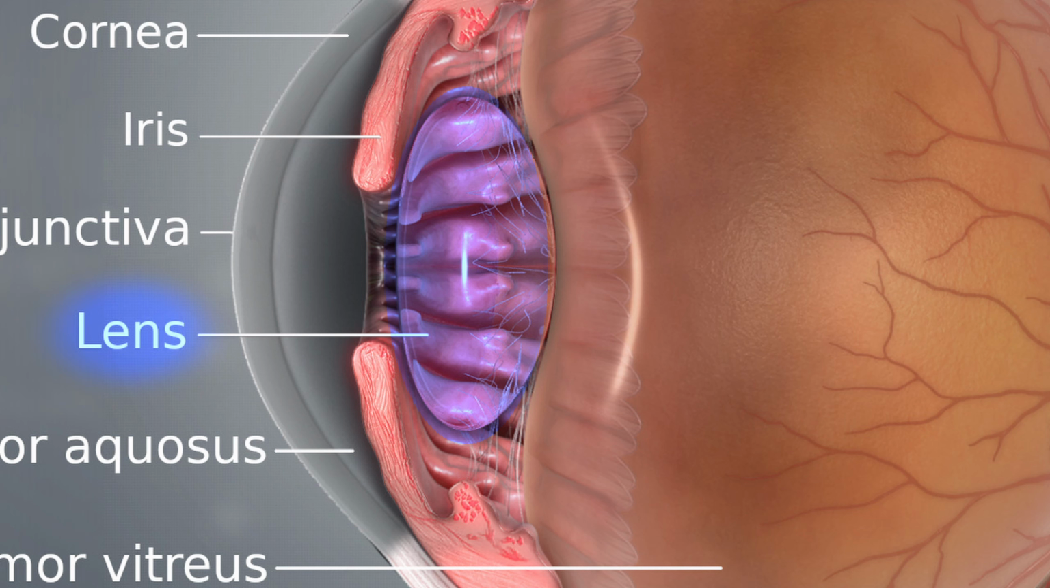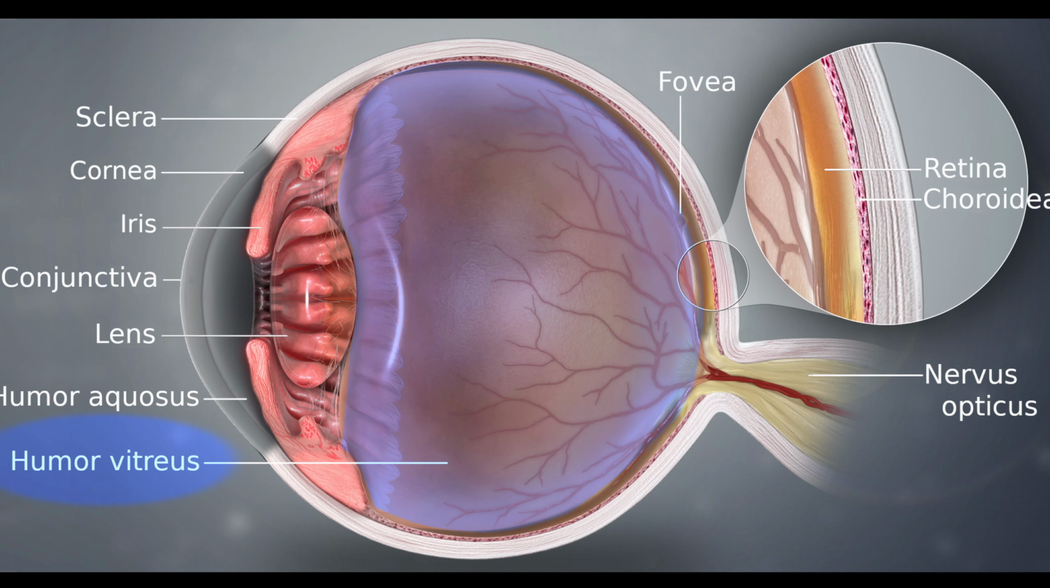Between the lens and the retina lies the vitreous humor. It accounts for almost two-thirds of the volume of the entire eye. It consists 99% of water and a small amount of collagen. The vitreous provides structural support and holds the retina in its place by exerting pressure against it.